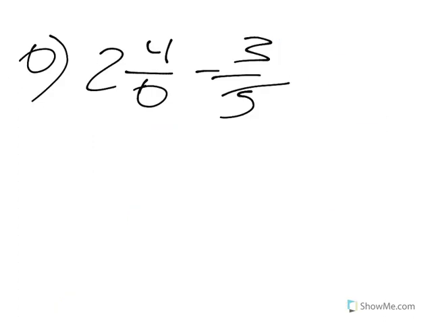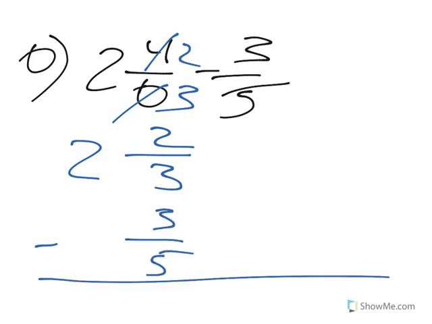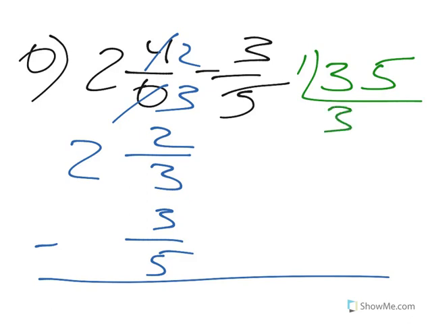There's a couple ways I could have done number 6. Again, I like to simplify first, so I know that 4/6 can be simplified to 2/3. Just makes it a little bit easier for me. So when I'm subtracting, just like decimals, I like to line it up. I do not have a common denominator, so again, I need to find one. I put it in my sled. The only thing that goes into 3 and 5 is 1, so I'm done. 1 times 3 times 5 is 15.